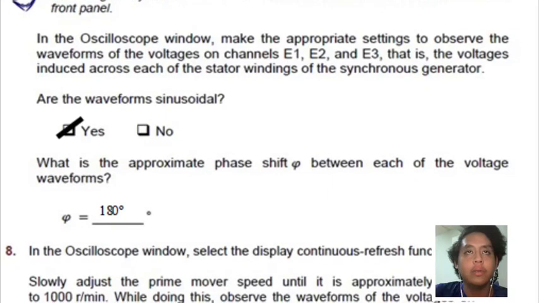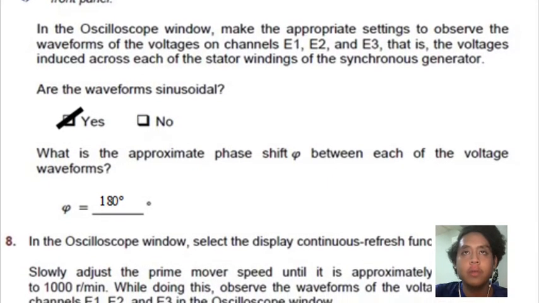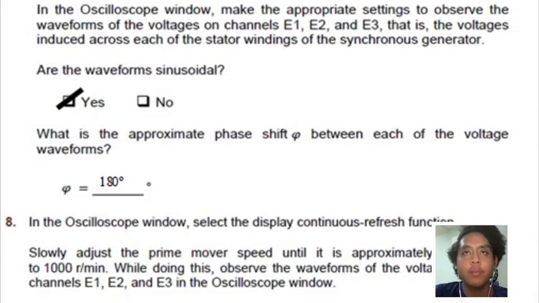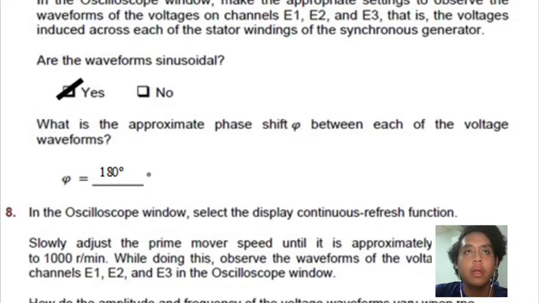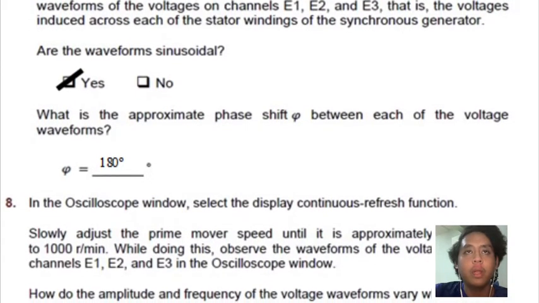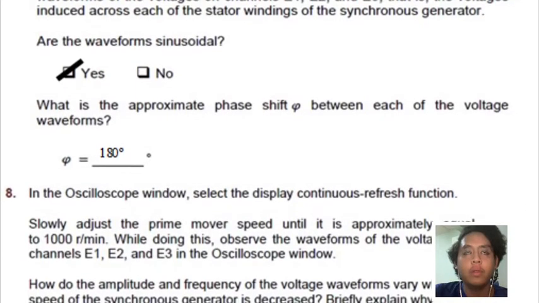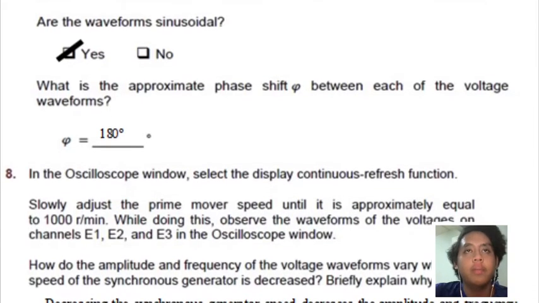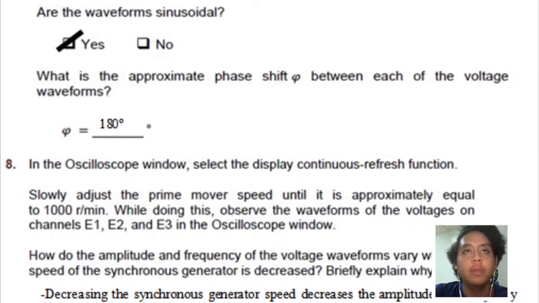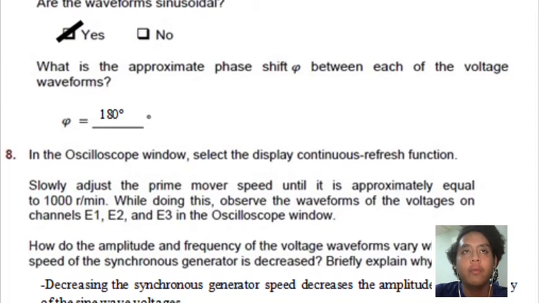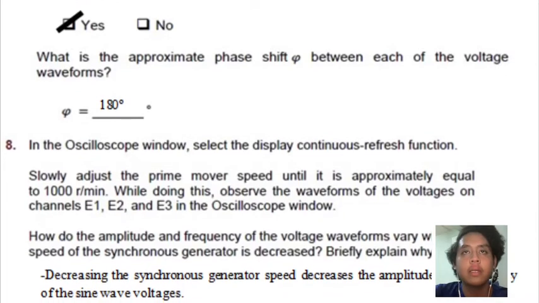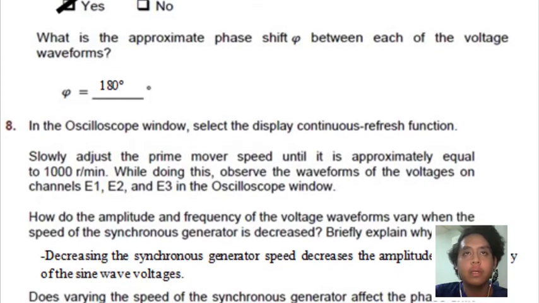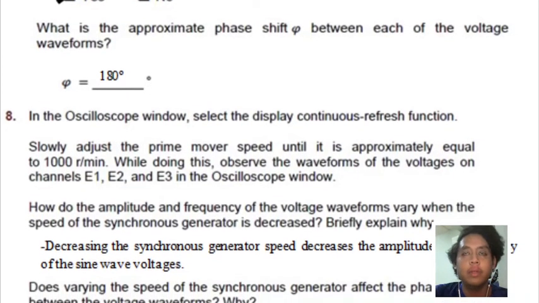Okay, after that, in the oscilloscope window, select the display continuous refresh function. Slowly adjust the prime mover speed until it is approximately equal to 100 RPM. While doing this, observe the waveform of the voltage on channels E1, E2 and E3 in the oscilloscope window. Okay, this question is how do the amplitude and frequency of the voltage waveform vary when the speed of the synchronous generator is decreased? Briefly explain why. Okay, this is because decreasing the synchronous generator speed decreases the amplitude and frequency of the sine wave voltage.